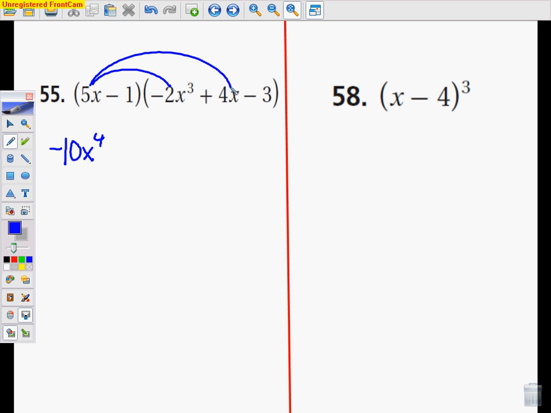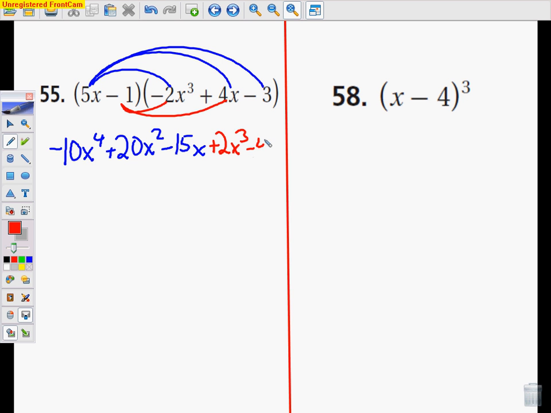5x times 4x, that's positive 20x squared. 5x times negative 3, that's going to be negative 15x. Then we'll distribute this negative 1. Negative 1 times negative 2x cubed is positive 2x cubed. Negative 1 times 4x, that's going to be negative 4x. And negative 1 times negative 3 is positive 3.